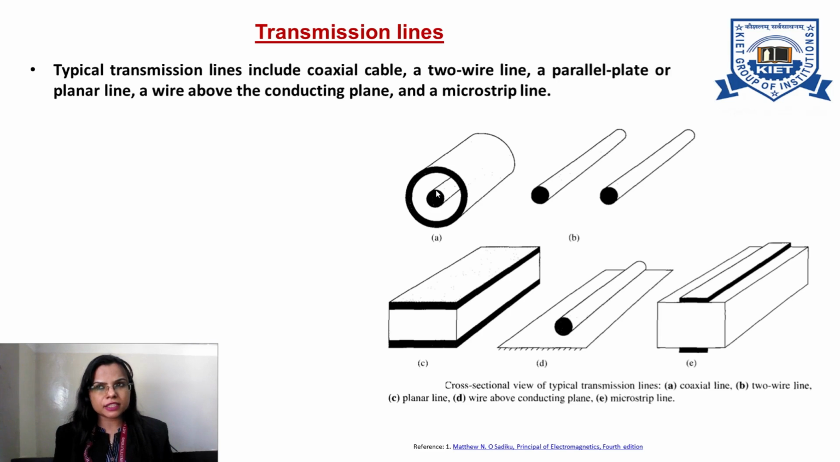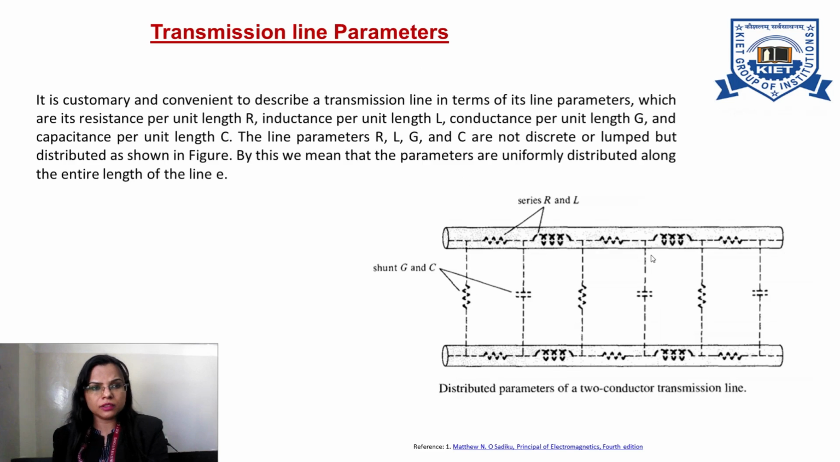Whenever you perform any experiment in your lab, you use a CRO. So, we connect the CRO with the other instruments with the help of coaxial cable. Then we have two-wire lines. We use two-wire lines in landline phones and other electrical circuits. We use parallel plate or planar lines in interdigitated circuits, and microstrip lines we use in computers and other electronic circuits to interconnect the chips and at high frequency also. So, these are the examples of transmission lines.